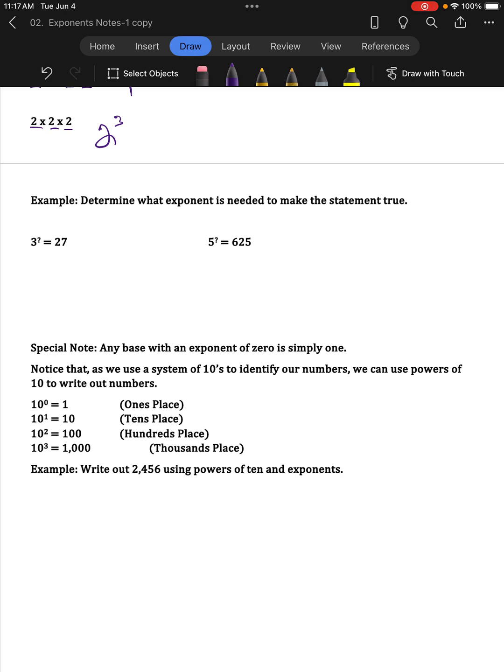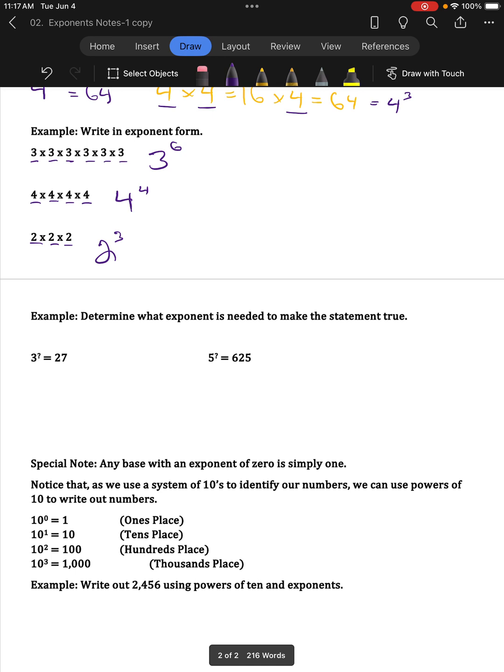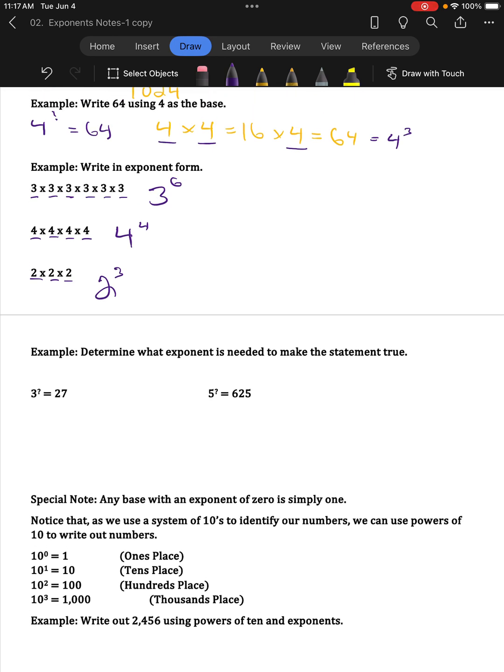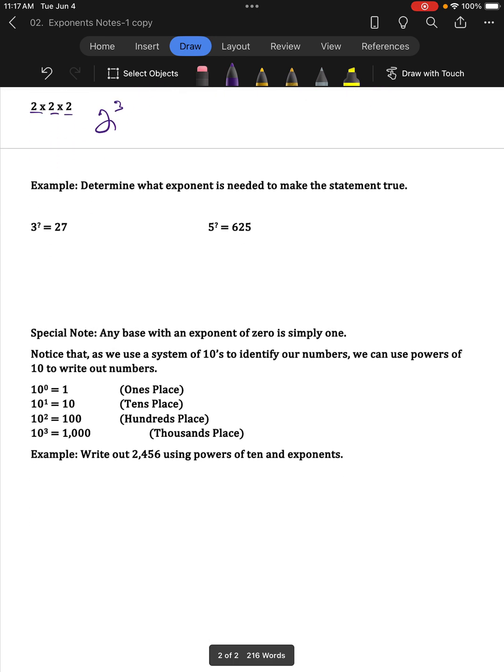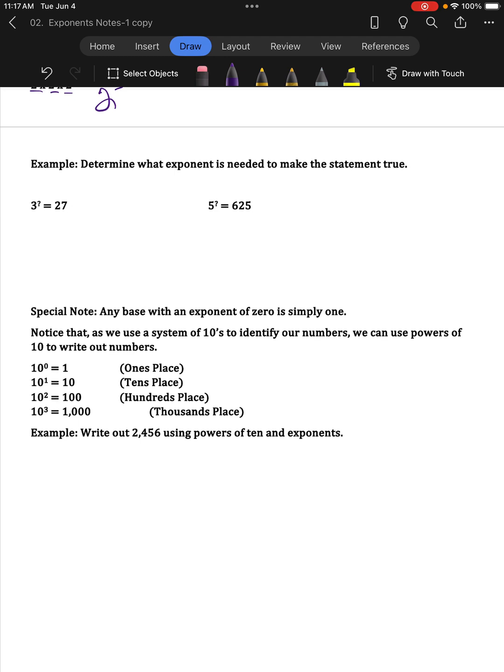More examples. Determine the exponent needed to make the statement true. Hey, these look like a previous example. Write 64 using 4 as the base. This is just a different way of wording it. 3 to what power will make 27? So the question is, just using 3's, how many would I need if I'm just multiplying and I'm trying to make 27?